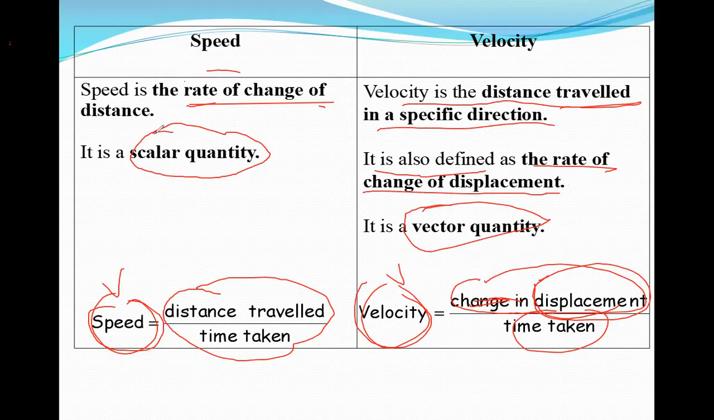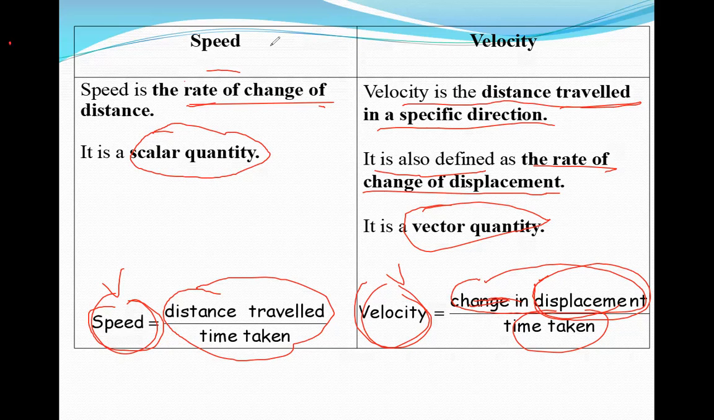We discuss the 4 types of speed: uniform speed, variable speed, instantaneous speed, and average speed. Average speed means total distance upon total time. Uniform speed means a distance is covered in equal intervals of time.